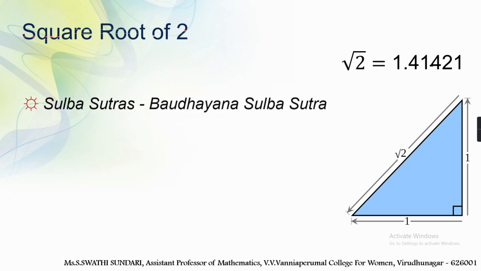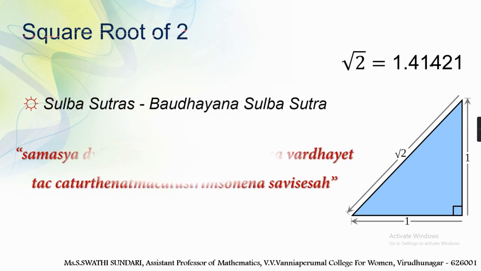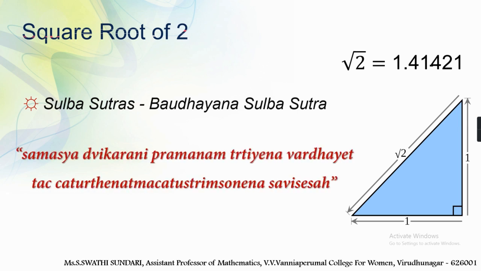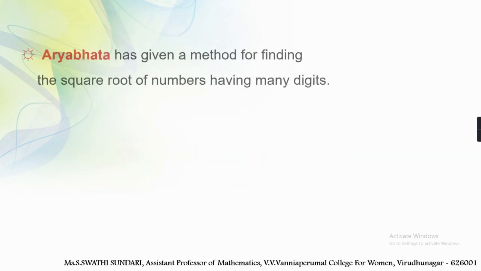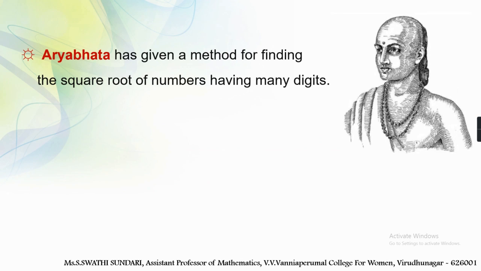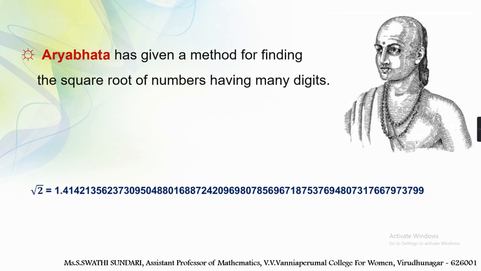In ancient times, the Baudhayana Sutra gives the length of the diagonal of a square in terms of its sides, which is equivalent to a formula for the square root of 2. That is, Samasya Dvikarani Pramanam Tritiyena Vardhayet Tat Caturthenatmacatustrimsonena Savisesah. Also, the scientist Aryabhata has given a method for finding the square root of numbers having many digits.